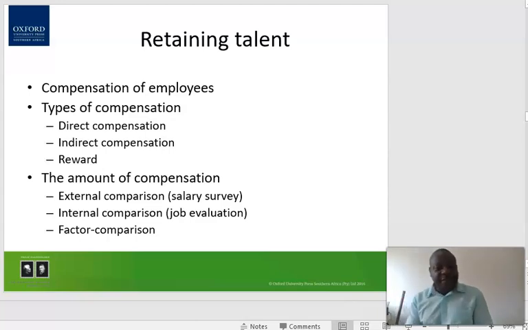The amount of compensation, which is also very important, how is it determined? Organizations can do salary surveys to see how much people who are performing exactly the same job in other organizations are paid, what benefits they receive, what rewards they receive. So you can actually do a salary survey in other organizations. You can also do job evaluation, which is basically internal comparison.